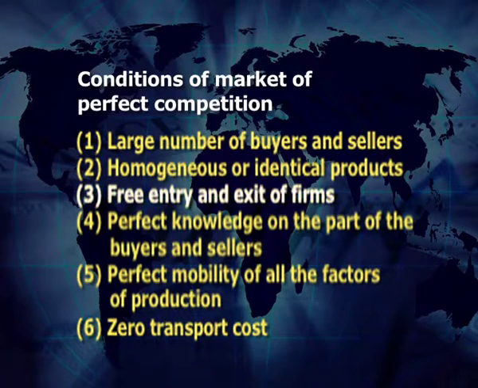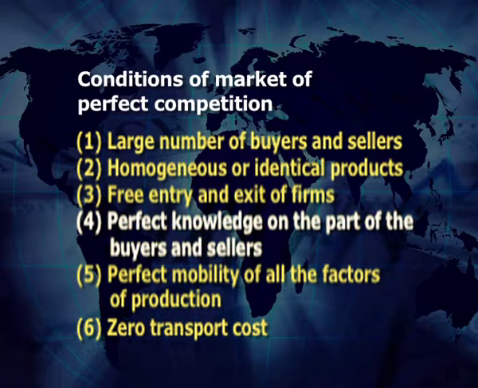Third is free entry and free exit of firms. In the market of perfect competition, there is complete freedom for a new firm to enter into the industry or any marginal firm to leave the industry. Entry of firms is possible in the condition of abnormal profit, and the exit of firms is possible in the condition of abnormal loss in certain situations. This process is stopped in the long run when normal profit condition is prevailing. So, no marginal firm will have loss to move out of the industry.